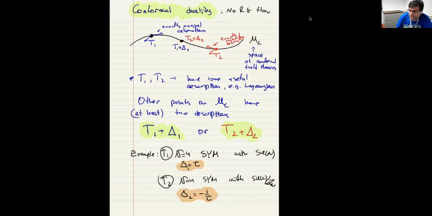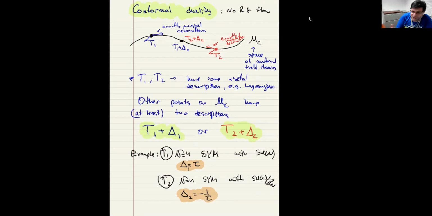So what is a conformal duality? A conformal duality is the situation where we have another description T2, a completely independent description of this original description T1 plus a deformation, at some other point of the conformal manifold. The point here is that the two descriptions need to be useful in some sense.